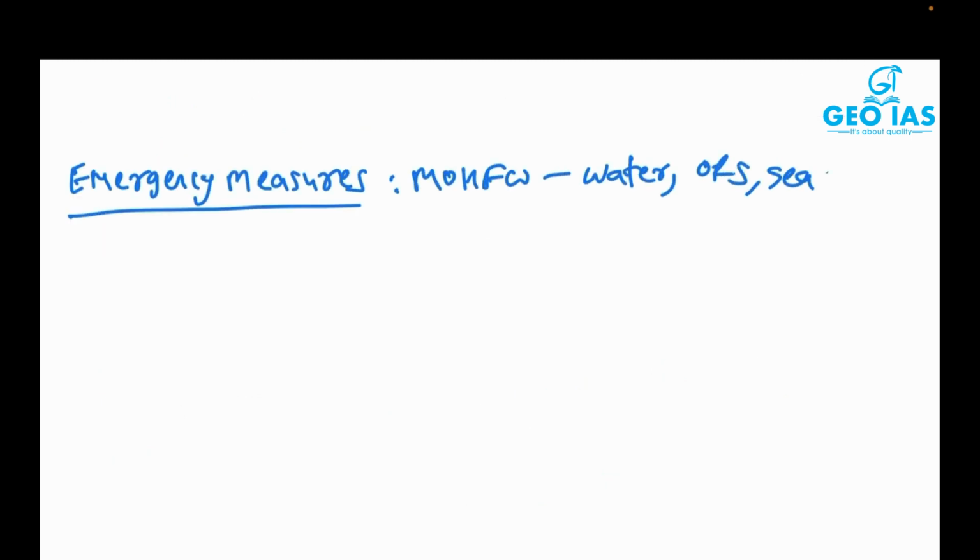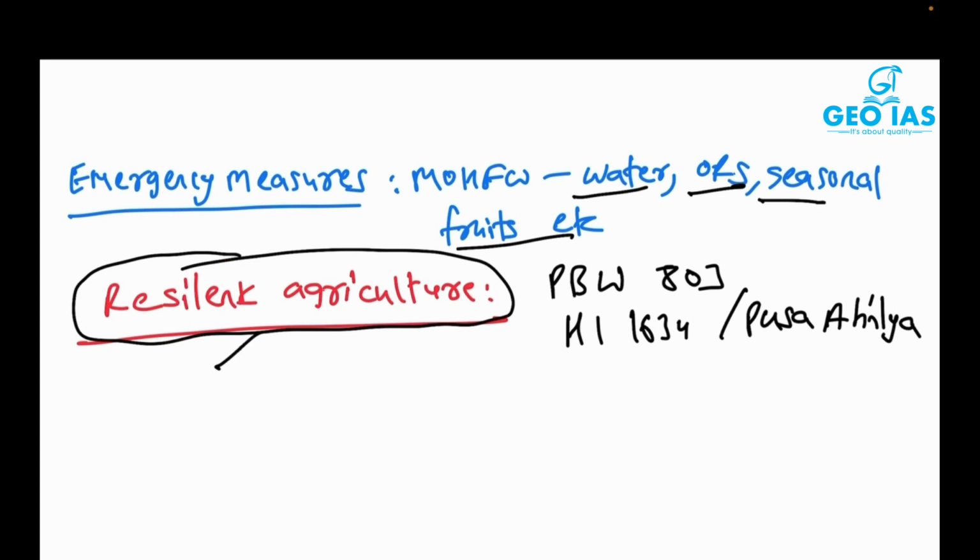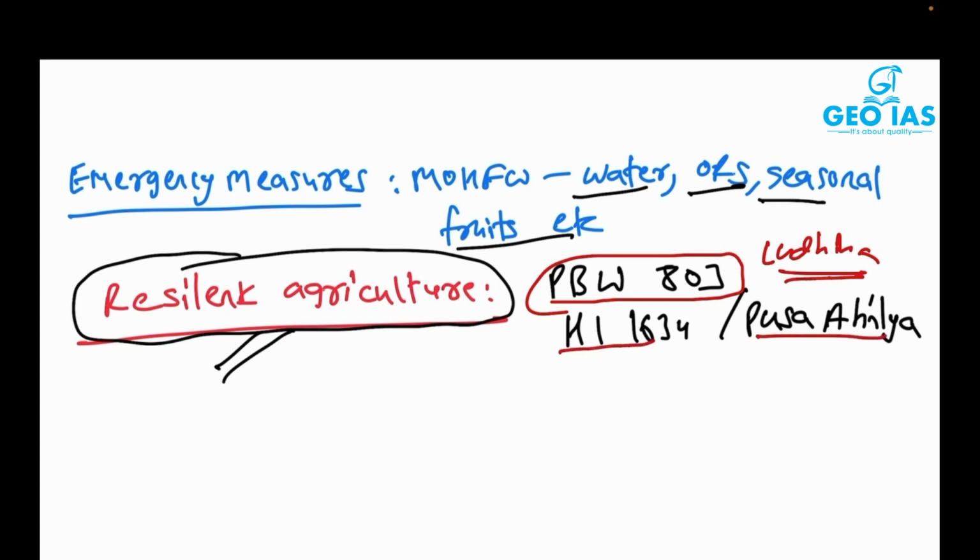I would like to tell you that emergency measures, like the Minister of Health and Family Welfare suggested, water, ORS and seasonal fruits should be with the people. Further, India should also think about resilient agriculture. Resilient agriculture is needed at this time. For example, Punjab Agricultural University developed PBW 803 in Ludhiana, which can sustain the heat waves and give good results. Further, Pusa Ahilya HI 1634 is also developed to cope with the heat waves. So we need such type of research and development.